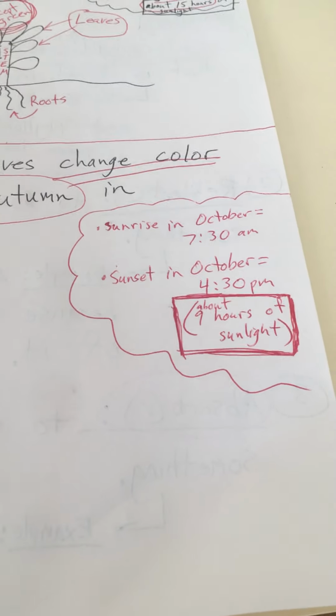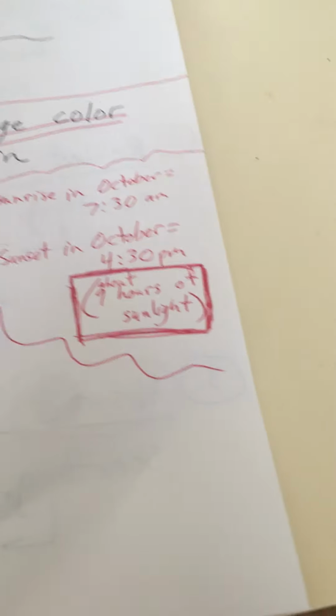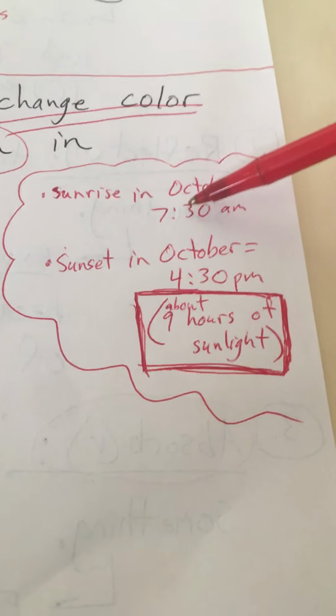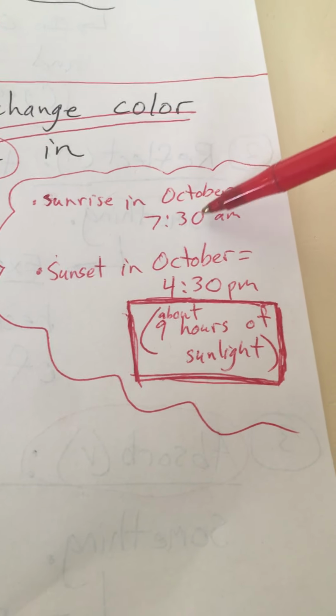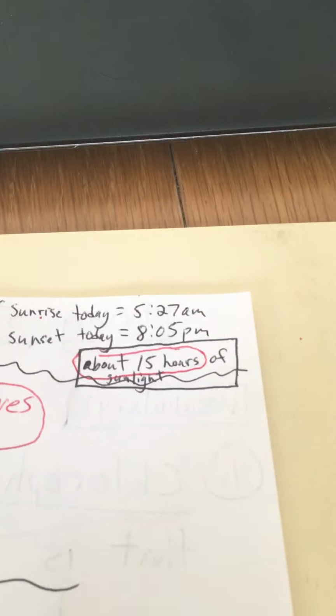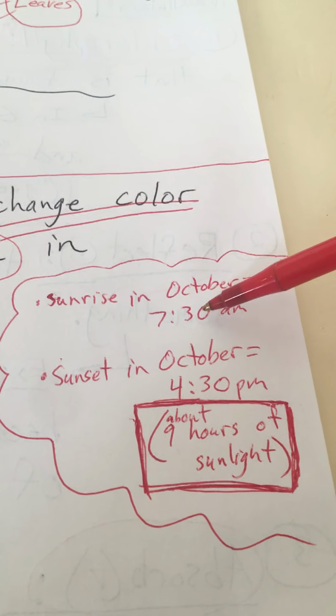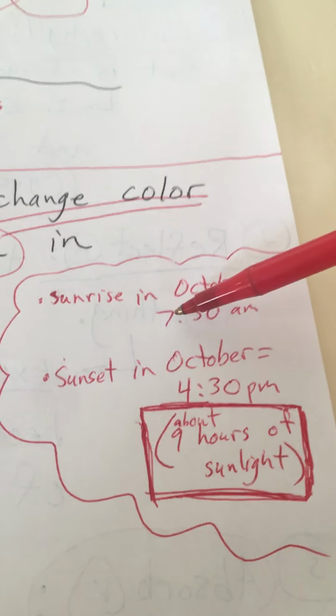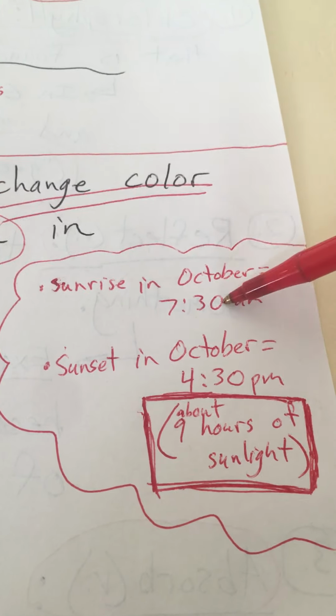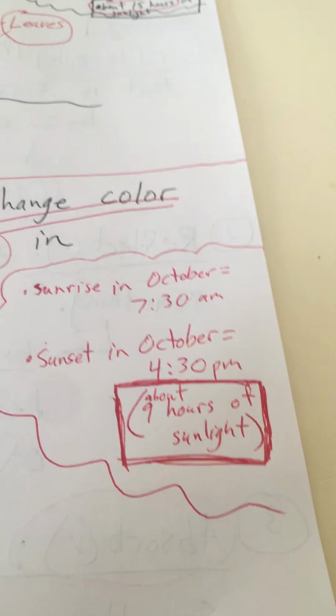Now let's think about October. All right, it starts getting dark earlier. It stays dark later in the morning. So picture being in school in October. The sun doesn't rise until 7:30 in the morning. That's 2 hours later than it does now. We start school at 7:25. It's still dark out when we start school. You remember that? So the sunrise is later. It's about 7:30 in October.